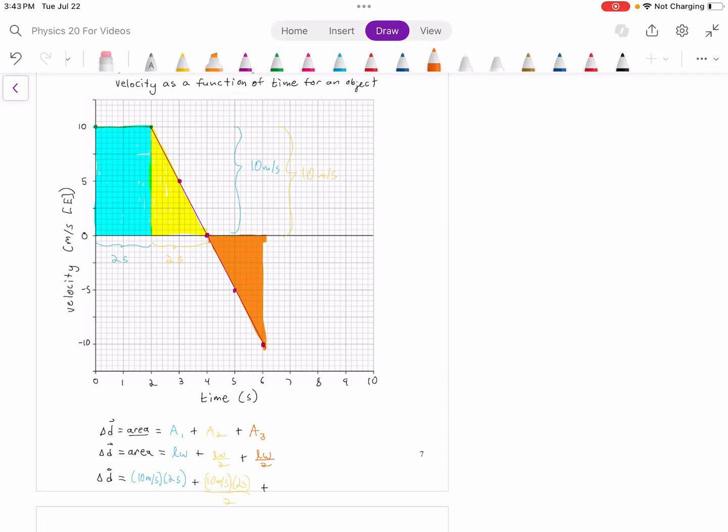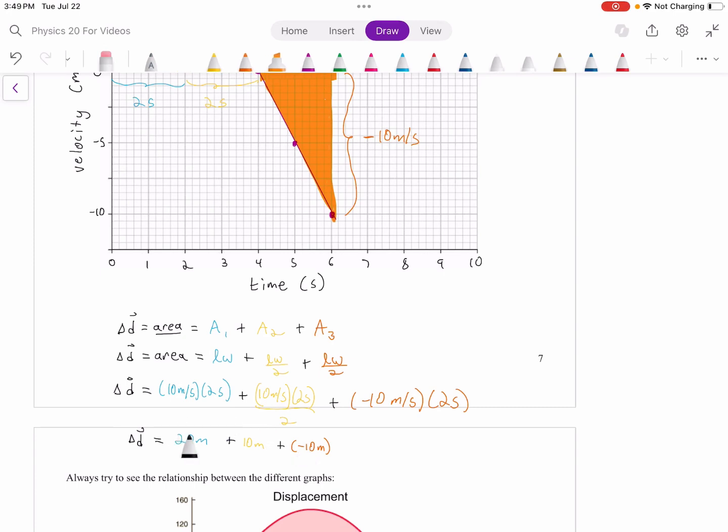And finally here, the width of this triangle is another 2 seconds, from 4 seconds to 6 seconds. But be careful, its height is actually going to be negative 10 meters per second, right? Again, it had a negative velocity. It was moving in the negative direction there.